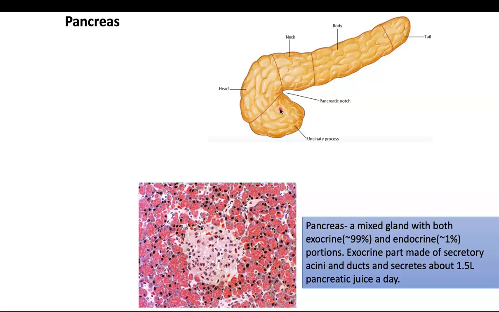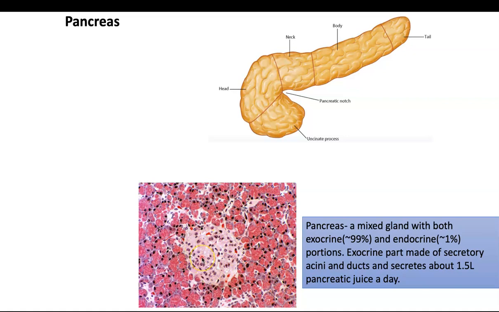The pancreas is a mixed gland, which means it contains both the exocrine part, the exocrine pancreatic acini, which secrete digestive enzymes into the duodenum, and also the endocrine part of the pancreas, which is about 1% of the pancreas, called the islets of Langerhans.